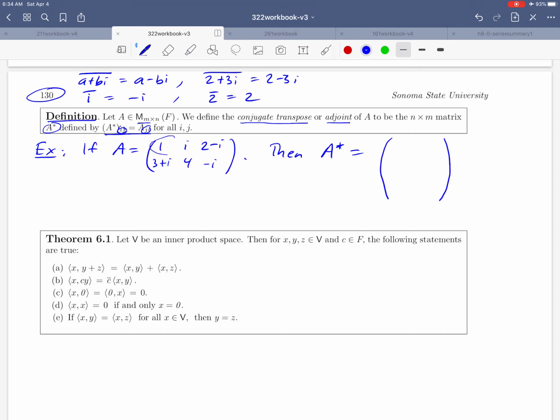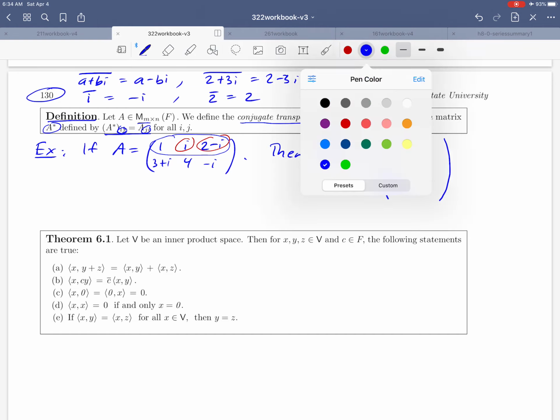If we go down the first row here, we're going to make that our first column, but we're going to conjugate everything. So 1 is a real number, it's going to stay the same. i is a complex number, we're going to change it into its complex conjugate, and then 2 minus i, we're going to do the same thing there and change that to a 2 plus i.